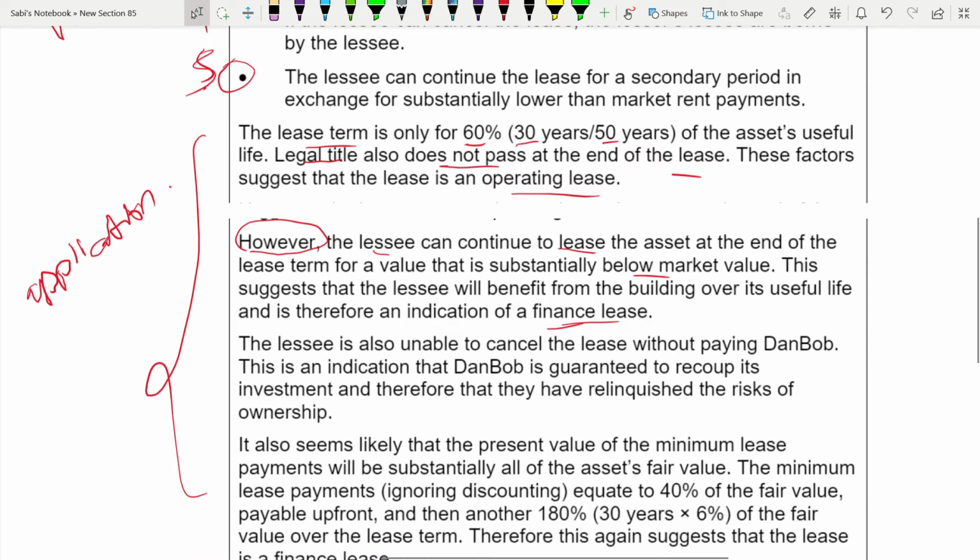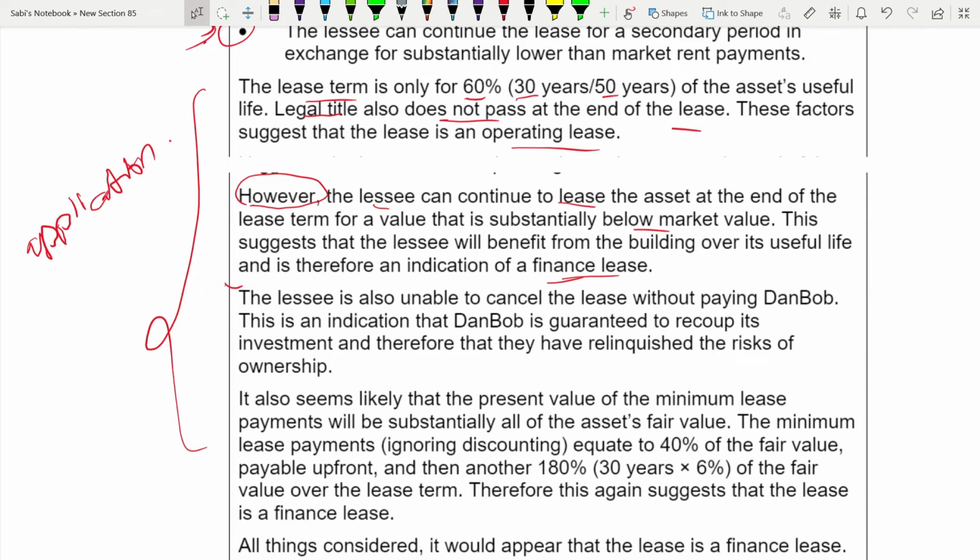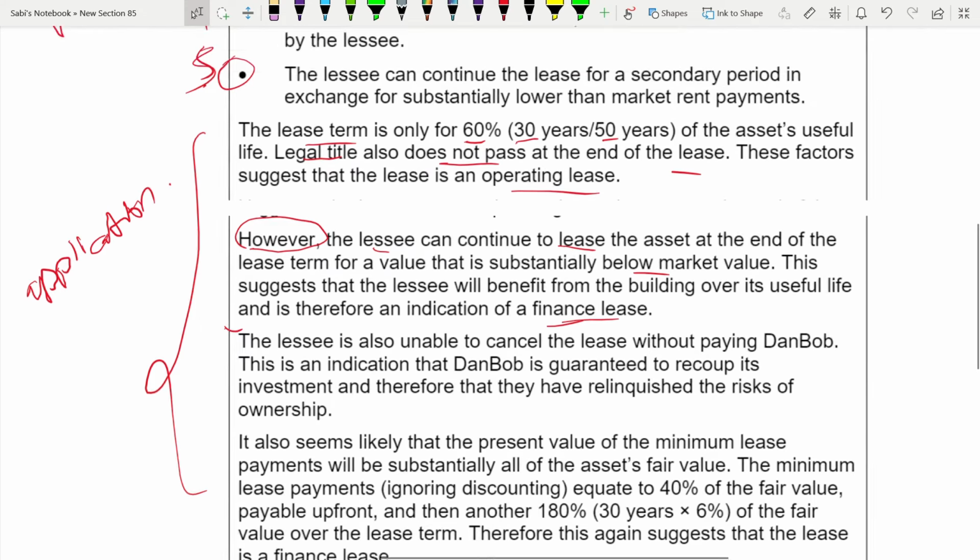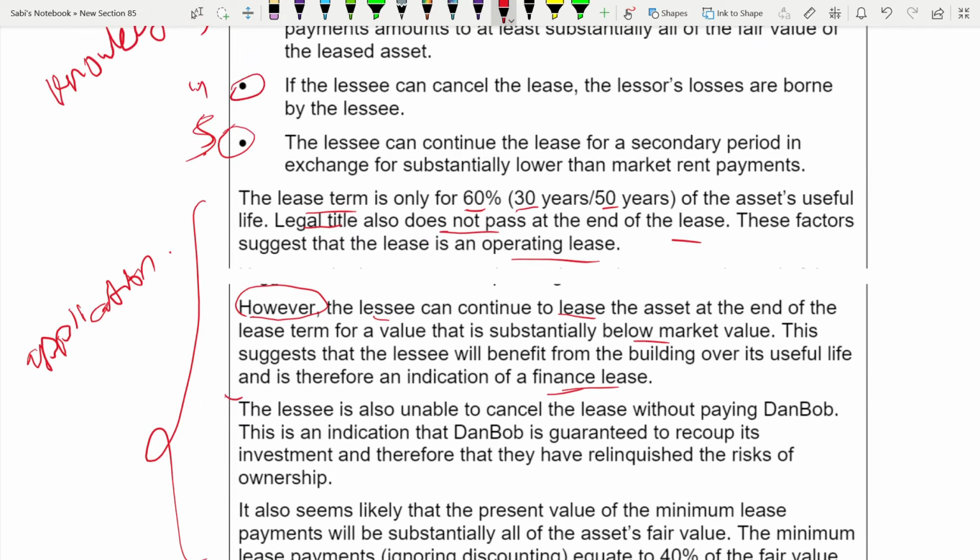Next, you see there's a space. Each point you will explain in different paragraphs. If you're taking 5 points, use 5 different paragraphs. That's how you apply. Okay, application. Next is about the cancellation, the fourth point. The lessee cannot cancel the lease without paying the lessor. So this says, who is having the risk of ownership? The lessee.